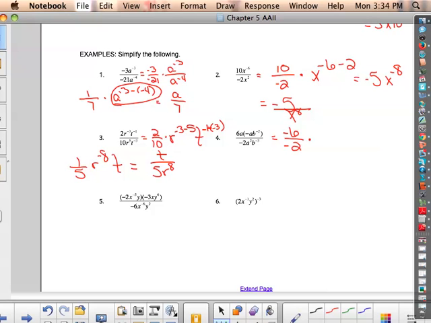Number 4, I have 6 over negative 2 times a times negative a, so I'm going to bring that negative out front. That's going to give me a squared b to the minus 2 over a squared b to the minus 3. I can cancel the a's, so I'm going to have negative 6 divided by negative 2 is 3, and then that's going to be times b to the minus 2 minus negative 3, which is going to give me 3b. There's a minus in there. Okay, and that's the answer for that one.